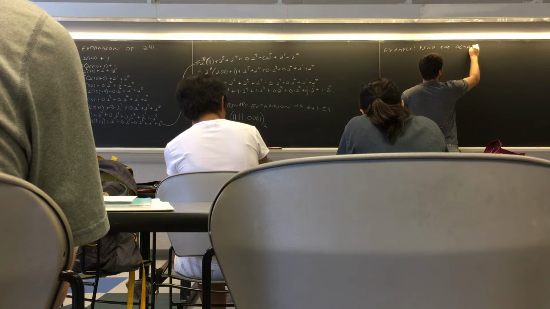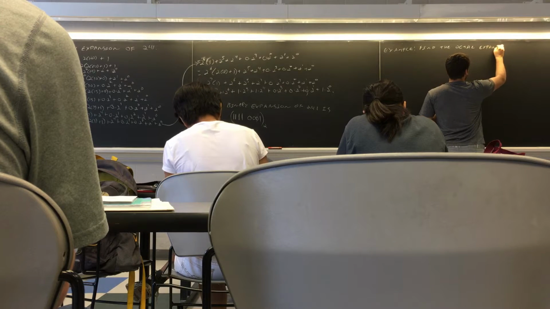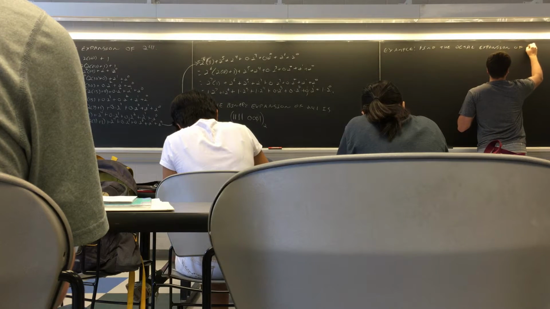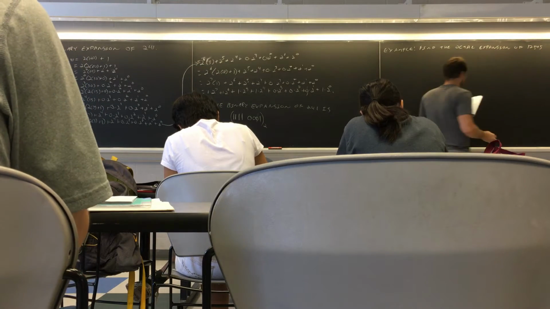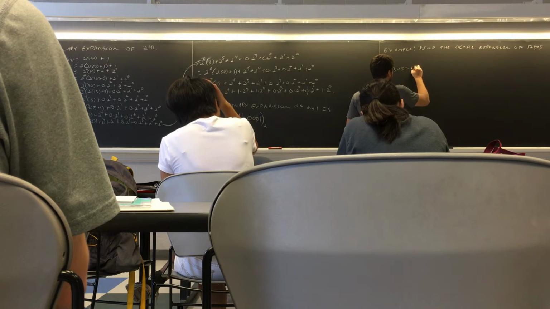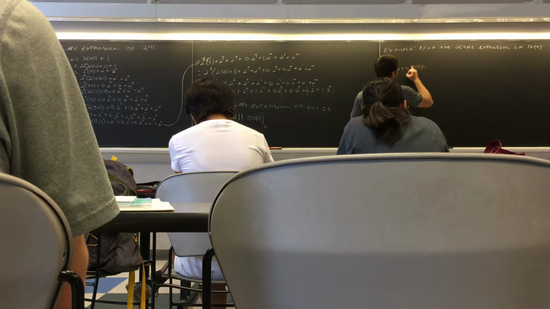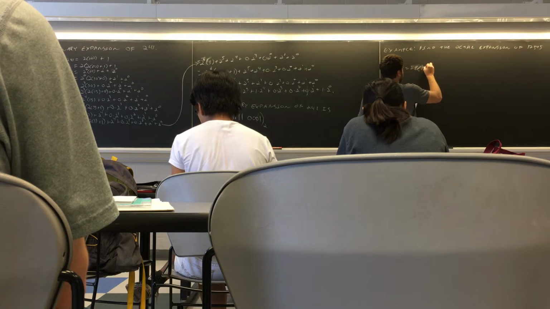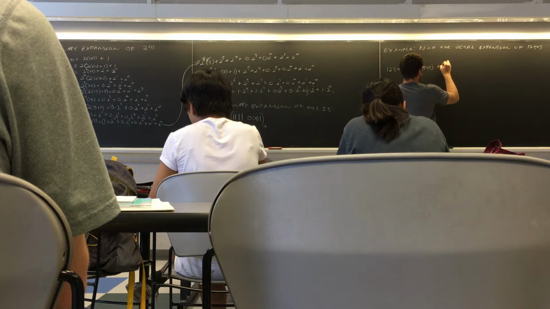Find the octal expansion of 12345. So 12345 is equal to 8 times 1543 plus 1. I'll do it the same way as before.